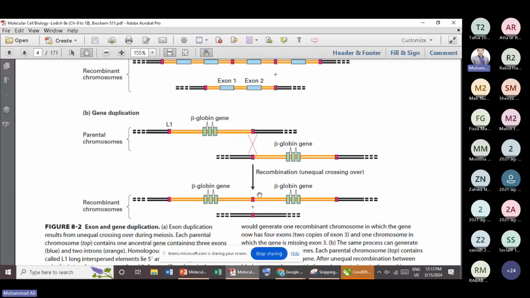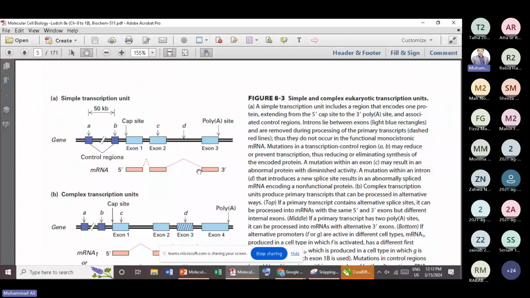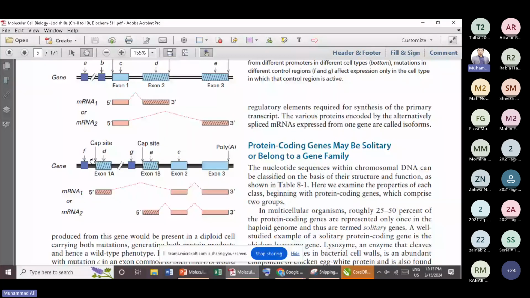So another event, we have seen these kinds of simple transcription units, complex transcription units we have seen, and we have seen also that mRNA 1 and 2 are different.